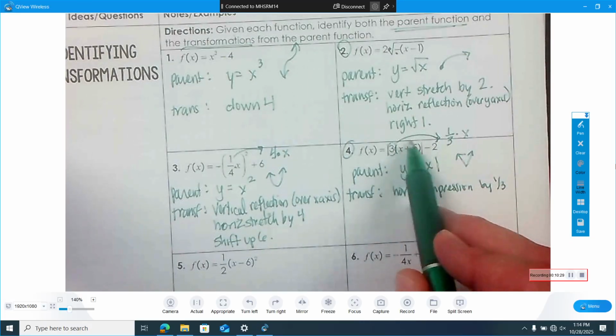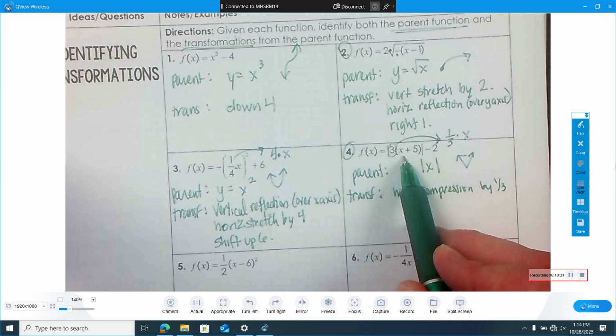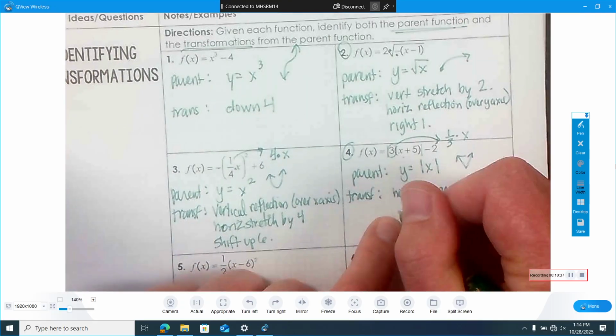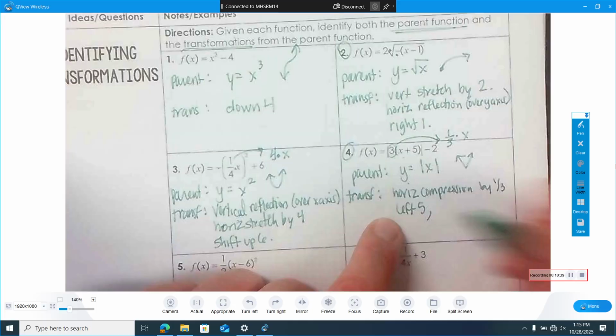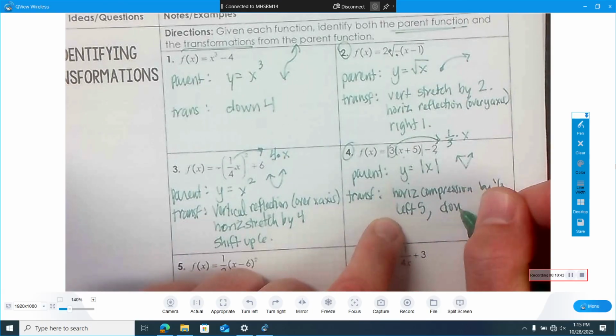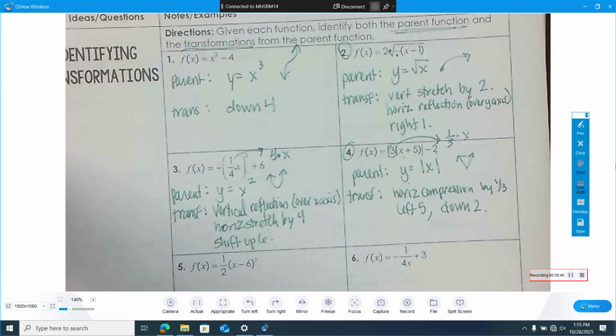And then what does the x plus 5 do? Doesn't it go left 5? Left 5. Yep, left 5. And then what does the minus 2 do? Down 2. Yep, very good. Left 5 and then down 2. All right.